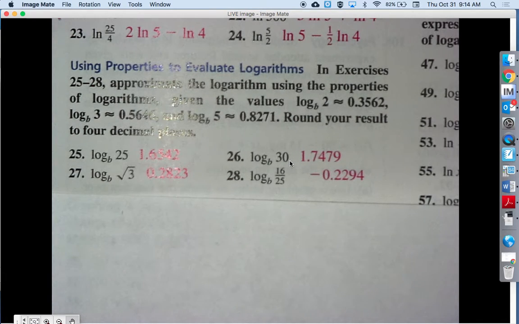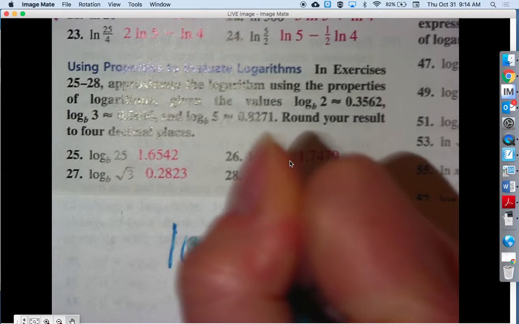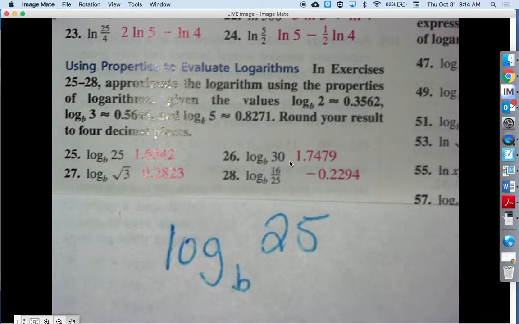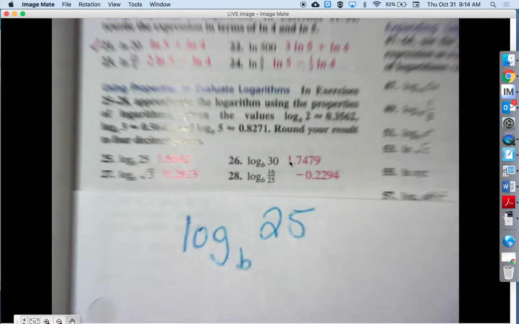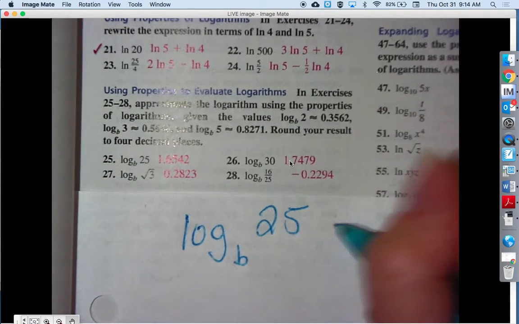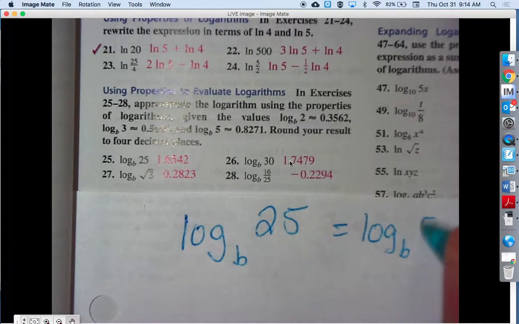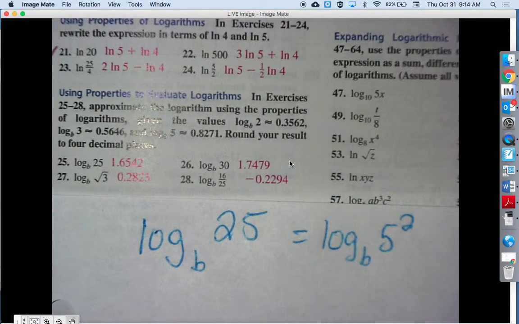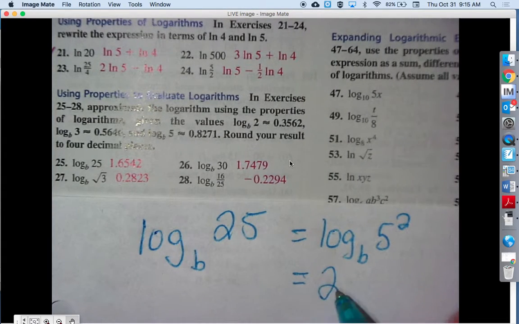Alright, so looking at number 25, we have the log base B of 25. And it says we want to try and use a property. How could I change 25? How else could you rewrite 25, Gary? Log B 5 squared. Yeah, so we could write 25 as 5 squared. So just trying to change it, rewriting it, thinking about it a different way. And then, how could you use a property since we changed it, Carrie? How would that apply to one of the properties of logs? You could put the 2 in front of the log. Yeah, so we could change that 2 to be in front of the log.